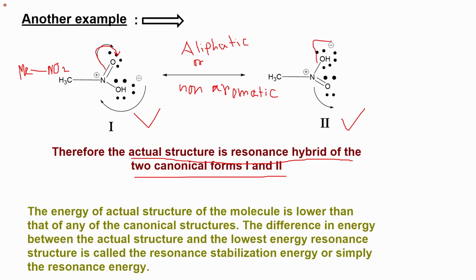The O minus will come here and it will be gone there. So it can be represented in two structures, structure 1 and structure 2. Now the energy of the actual structure of the molecule is lower than that of any of the canonical structures.